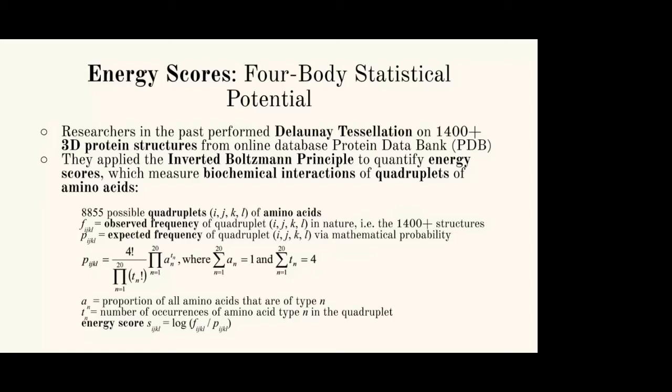But for the first number, f sub ijkl, that is the observed frequency of the quadruplet of amino acids. So in the real protein structures that they've obtained, how many times do they actually see that particular quadruplet of amino acids? Then ultimately, the energy score for that particular quadruplet was calculated by taking the logarithm of the observed frequency over the expected frequency. That provided the energy score, which was basically the basis for the computational mutagenesis technique.